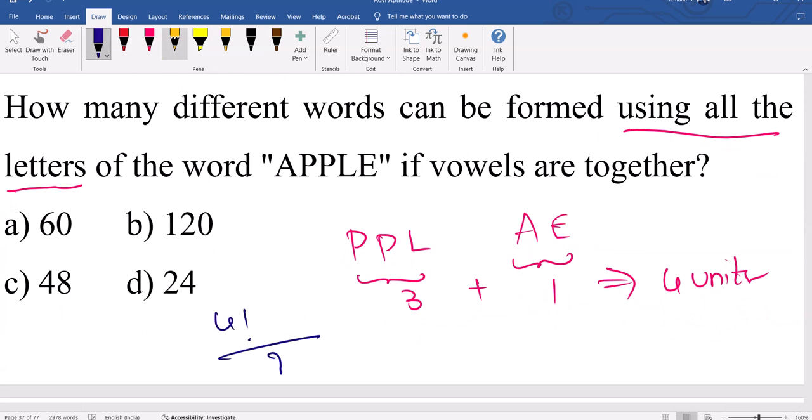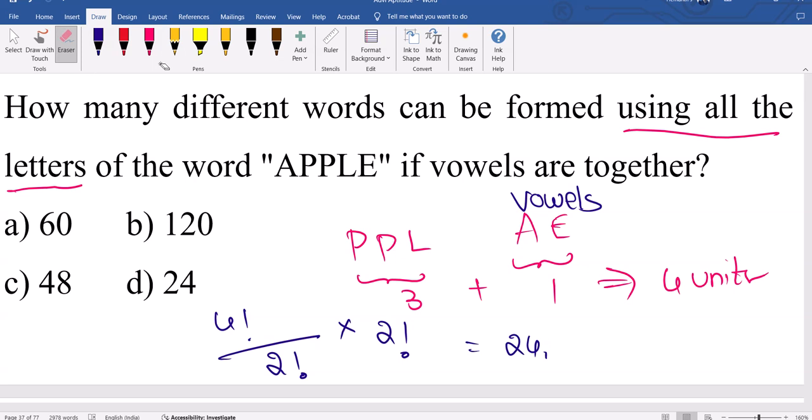P is there 2 times, so divide by 2 factorial. Into vowels can be interarranged in 2 factorial ways, AE or EA, vowels together. It can be left or right. So that 2 factorial will cancel. Answer is 24, not factorial, 24. Option D.